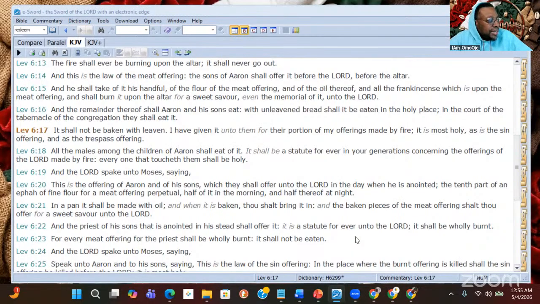This is the offering of Aharon and his sons, which they shall offer unto Jehovah in the day when he is anointed, the 10th part of an ephah of flour for a meat offering perpetual, half of it in the morning, and half thereof at night. In a pan it shall be made with oil, and when it is baken, thou shalt bring it in, and the baken pieces of the meat offering shalt thou offer for a sweet savor unto Jehovah. And the Kohane of his sons that is anointed in his stead shall offer it. It is a statute forever unto Jehovah. It shall be wholly burnt.